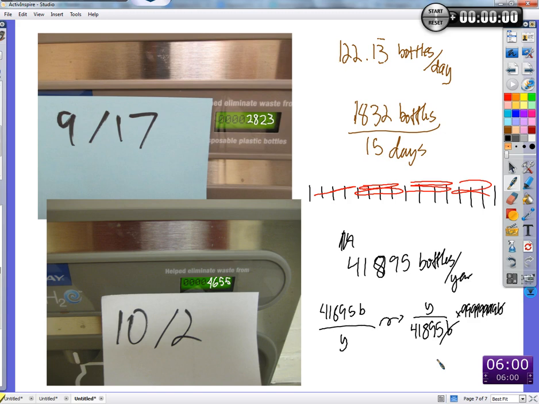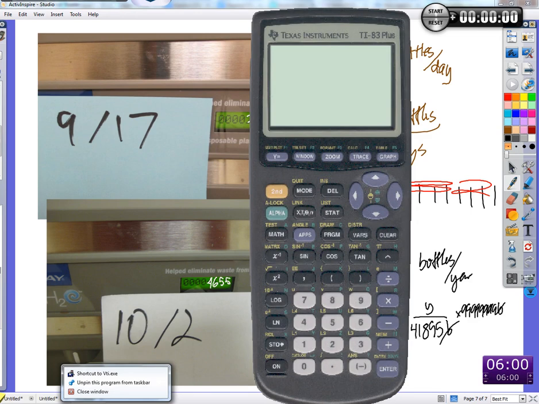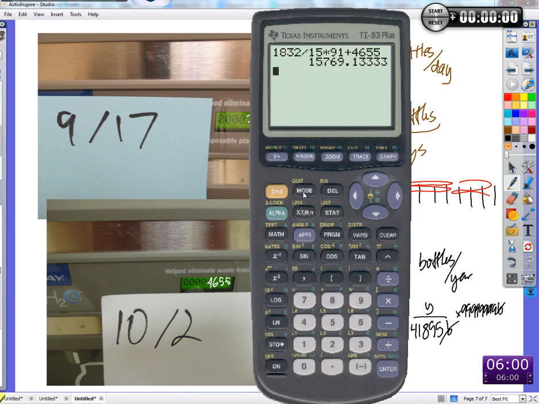I think you might be doing this wrong. So you just divide by 41,895. Divide that by 41,895. Oh, I didn't divide it. It's going to take more than 2,000 years for that to happen. That doesn't seem right. No, it doesn't.